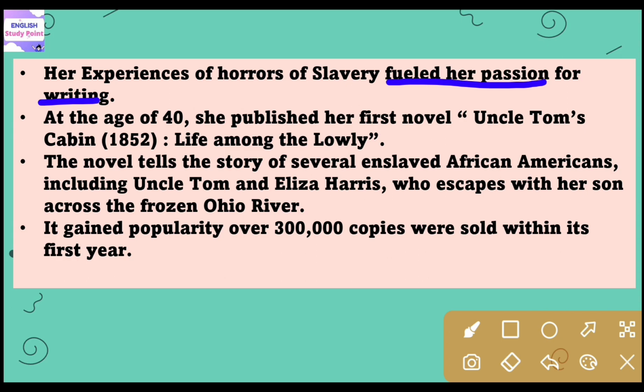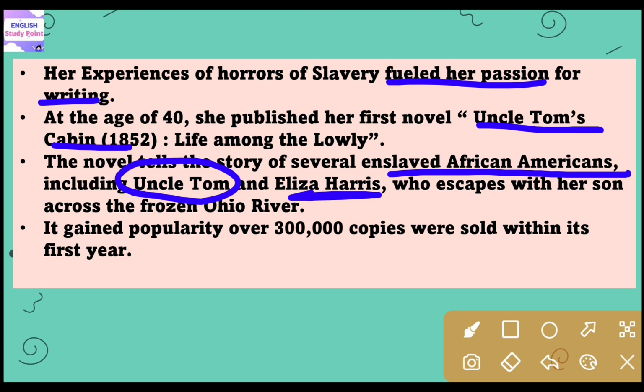At the age of 40, she published her first novel called Uncle Tom's Cabin in the year 1852. Its subtitle is Life Among the Lowly. This novel brought her widespread fame and notoriety. The novel tells the story of several enslaved African Americans, including Uncle Tom and Eliza Harris, who escapes with her son across the frozen Ohio River.